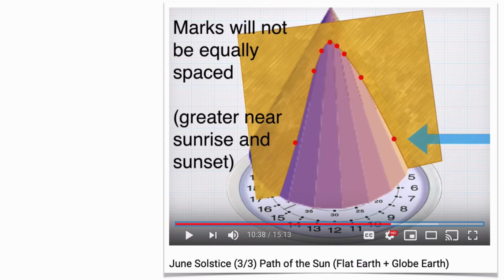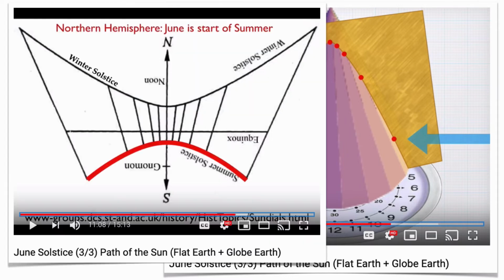Now, if the Earth were a globe, we have what's called a conic section. A conic section is when you take a plane, for example, that yellow square, and you intersect it with a cone. On this illustration, I hope you see those red dots. Those are where the edges are, the vertexes. On this conic section, those are not going to be equally spaced.